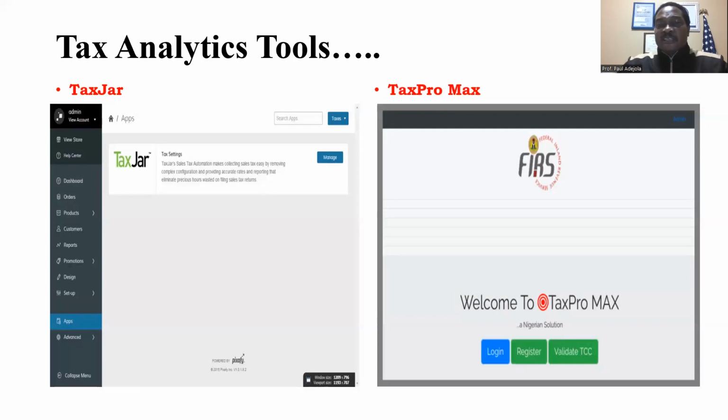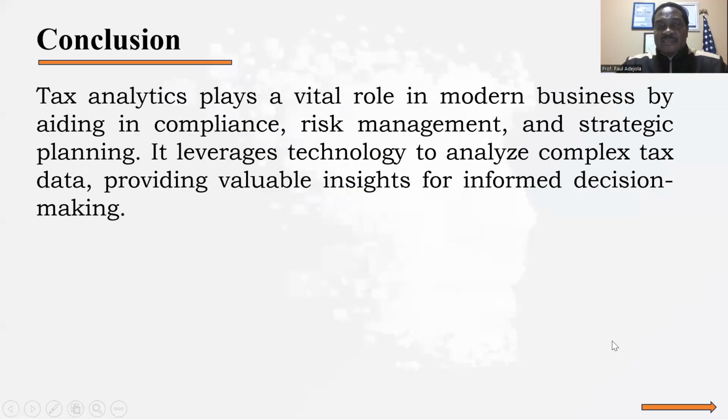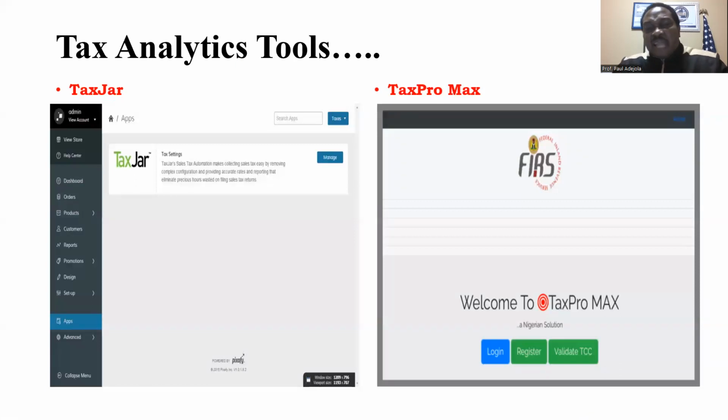And the last one here is Tax Pro Max. That is the one used in my country. And from that Tax Pro Max, you can see the feature there. It has feature for you to log in, to register, then validate your tax clearance certificate. And the Tax Pro Max, introduced by Federal Inland Revenue Service, is an automated tax solution designed to enable seamless registration, filing, payment, and receipt of tax clearance certificate. It serves as a central hub for managing various tax matters.